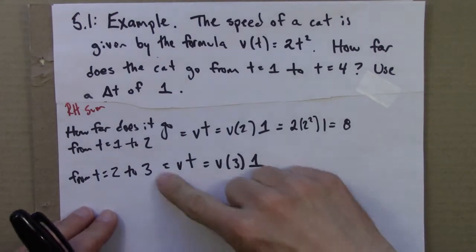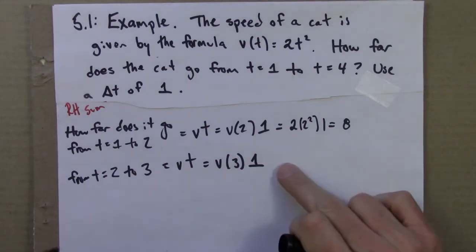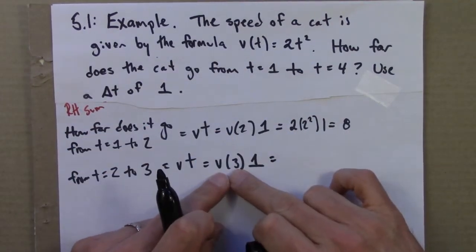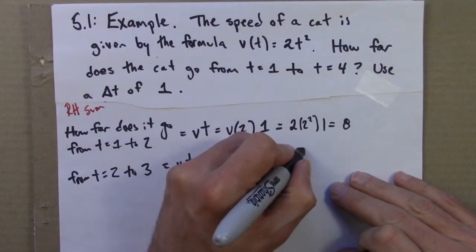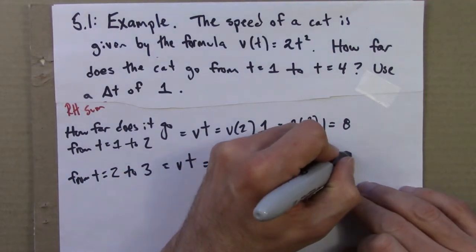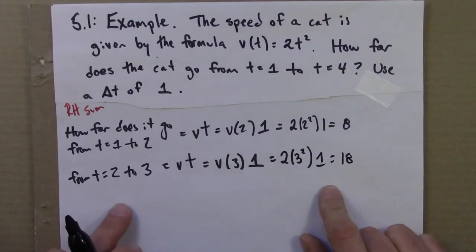So we're using the right-hand value, v of 3 times delta t of 1. V of 3, what is that? Before we looked it up in a table. Now we ask the function. The function tells us it's 2 times 3 squared times 1, and that's 18. Again, a powerful sense of deja vu. That's the exact same thing we did before.